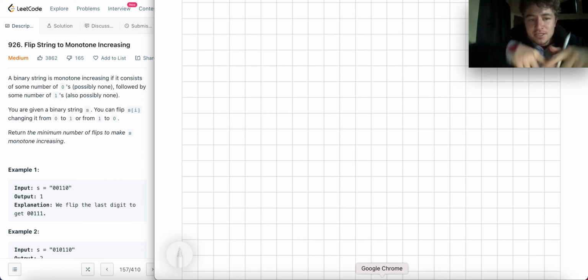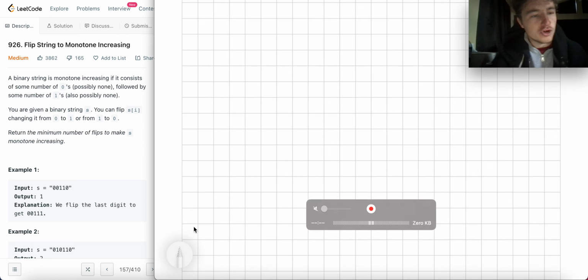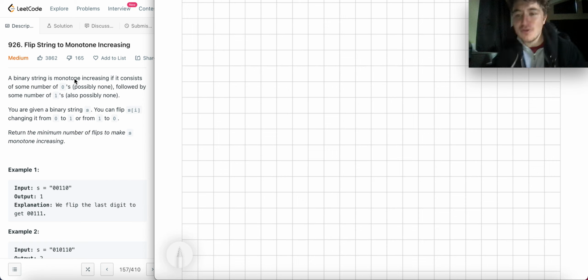This is flip string to monotone increasing. Okay, so let's go ahead and get right into this problem. So you're given a binary string S. Why am I reading it in that order? So a binary string is monotone increasing if it consists of some number of zeros, possibly none, followed by some number of ones, also possibly none.